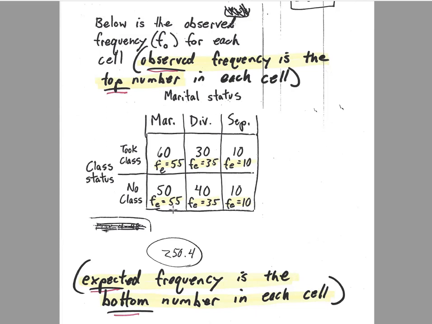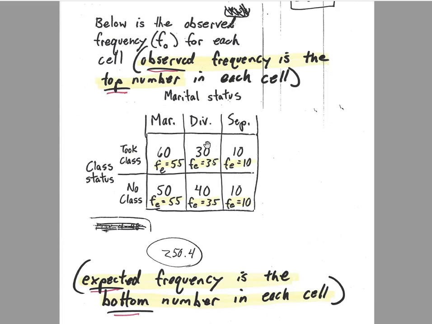If the marriage prep class had had no effect at all on people staying married, there should have been 55 people in this cell, there should have been 55 people in that cell. That's why we call it expected frequency. It's the number of people that should have been in the cell if there was no relationship between my two variables.